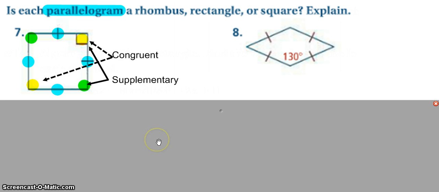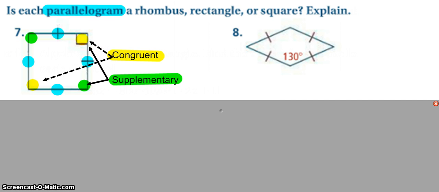So number 7, one of the first things I look at is that because it's a parallelogram, I know that opposite angles will be congruent, so I know that both of the angles I have in yellow here are going to be equal to each other, and then I know that consecutive angles right beside each other have to be supplementary, so I know that also this angle has to be 90, and this angle has to be 90 because they're both consecutive with my given 90-degree angle.